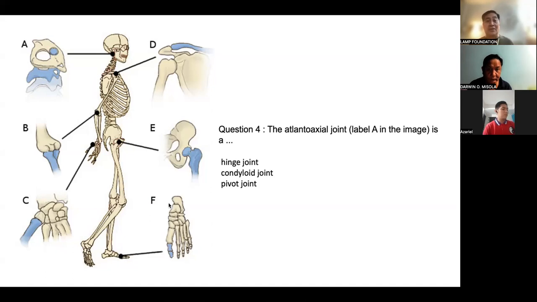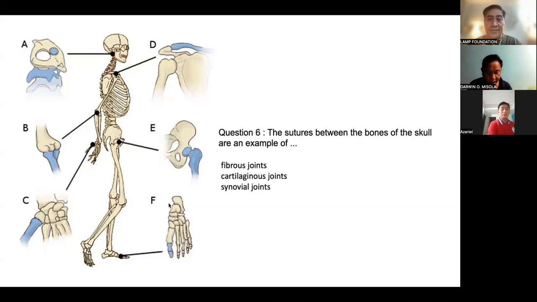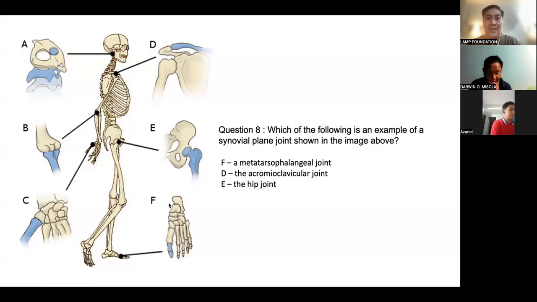Pivot. Okay, pivot joint. The elbow joint is an example of hinge joint. The sutures between the bones of the skull are an example of fibrous joint. Which type of synovial joint are the carpometacarpal joints labeled C in the image? Saddle joints.